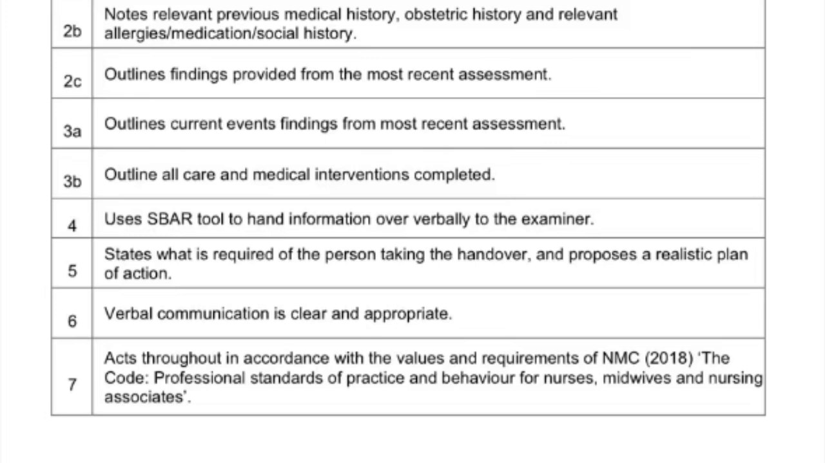So this point right here is where I would say the most of the work is. Verbal communication is clear and appropriate. Acts throughout in accordance with values and requirements of the NMC. So states what is required of the person that is taking over and proposes a realistic plan of action.